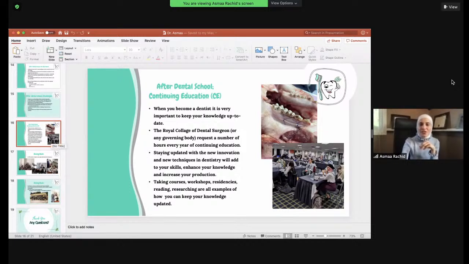Another way is just really to practice at different offices, because that also gives you different exposures. Like here in Canada, a lot of times we would travel up north, and that's a completely different experience than practicing in the city. So you can do that, but sometimes that will count as CE as well.